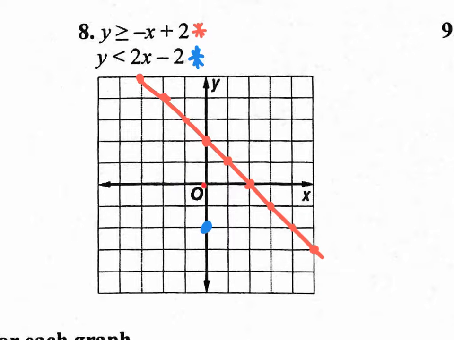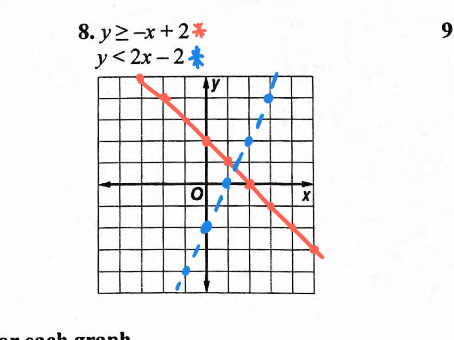Up 2, right 1, up 2 over 1. So let's put a dot right there. And continue to go up 2 over 1, up 2 over 1. Is the bottom one dotted or solid? Dotted. So let's put some dots between the dots.